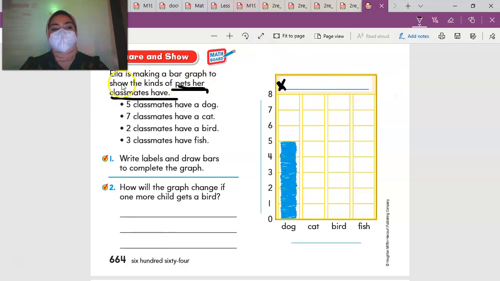So I'm going to read the instructions and try to find out what the title would be. Ella is making a bar graph to show what? Kinds of pets her classmates have. So your title can be kinds of pets, or you can say pets her classmates have, or kinds of pets her classmates have. I'm going to try to make this short, so I'm just going to write kinds of pets.